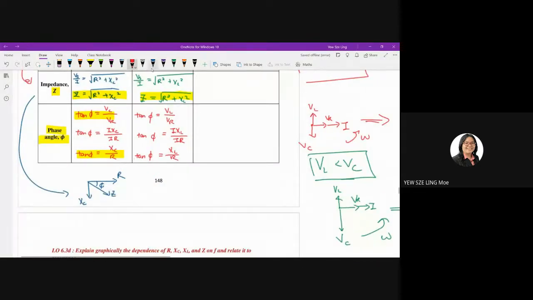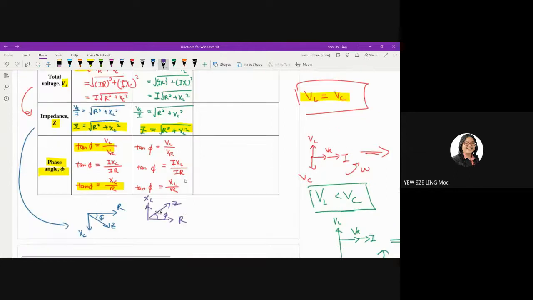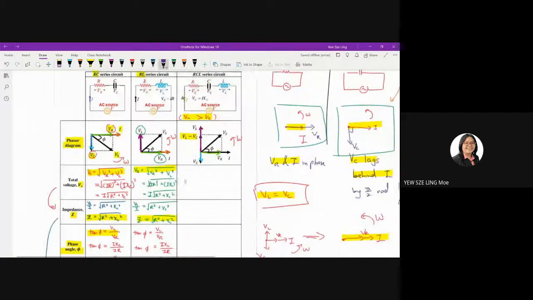How about the phasor diagram? Now you have VL pointing upwards, right? Therefore, here you should have XL going upwards, and this would be your R. Okay, the resultant would be somewhere here, and the phase angle is between your Z and R. So that is the phasor diagram for the second one.